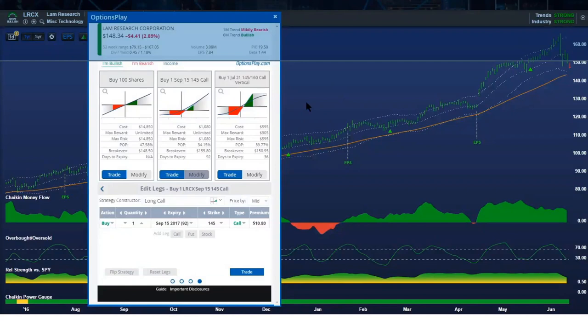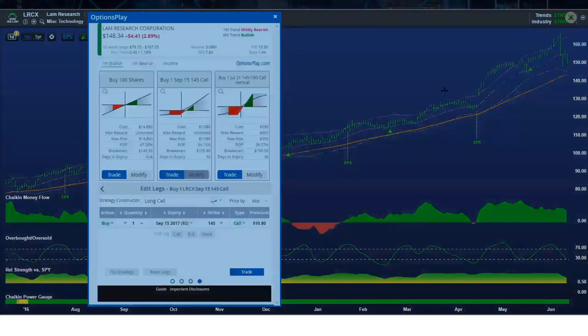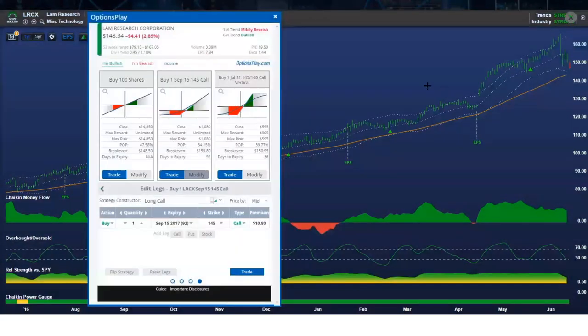It says buy one, September 15, 145 call. I took a look at that, and it told me what it's going to cost me, what my risk is, what my odds of success are. You see it says POP in the middle of the middle panel there. That's my probability of profit. Now, my probability of profit is better than that because I have some really great tools to help give me a directional edge, and that's the Chaikin Analytics platform. But the options market is saying that's what the profit is for just anybody who pops this on and takes a look at it.